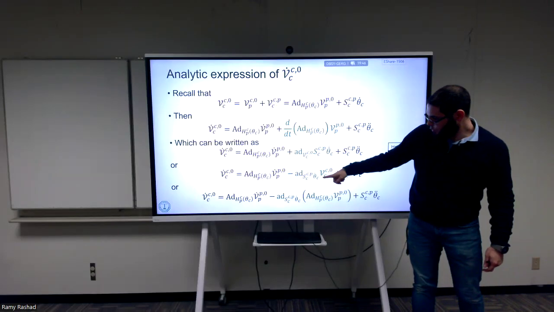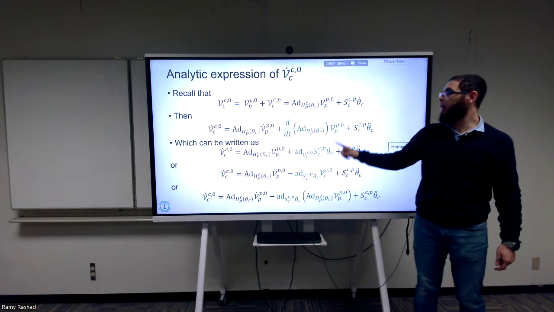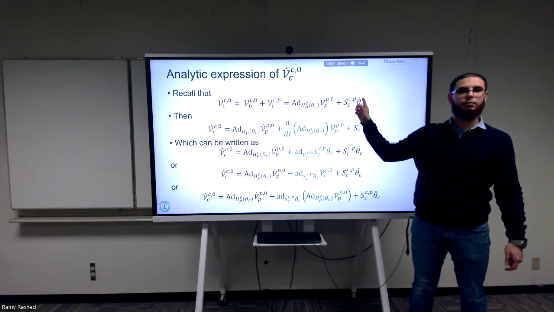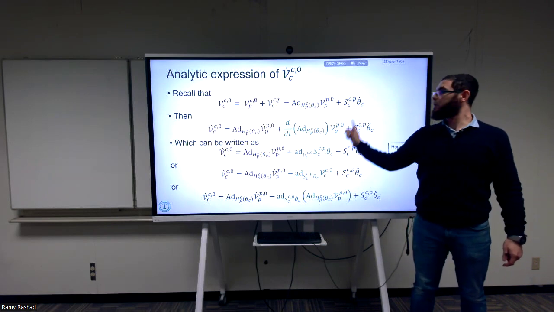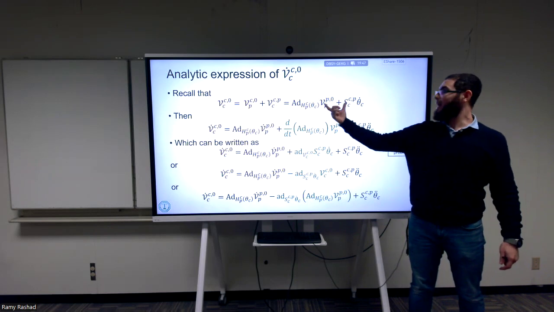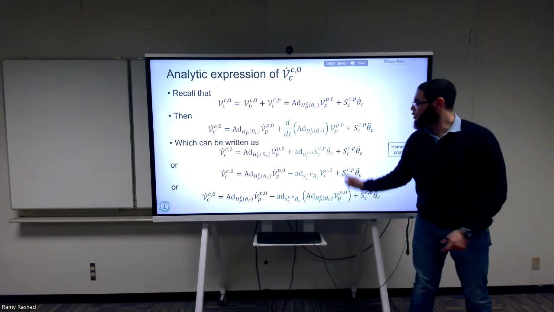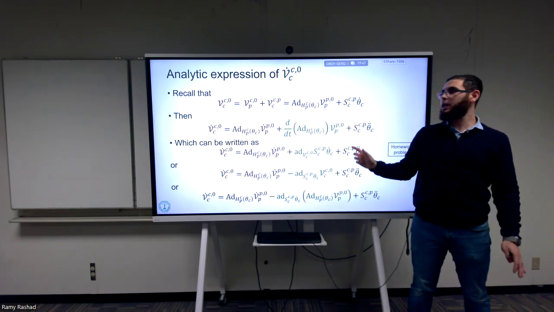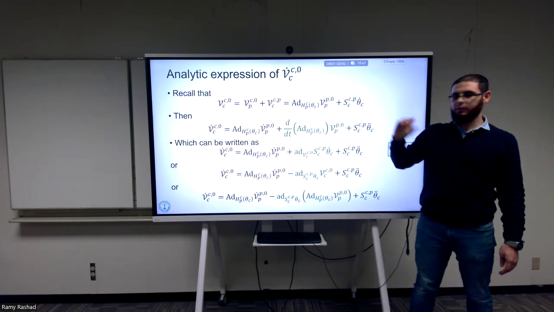What you see also, this one, which is the C with respect to 0 expressed in C, I can write it as the sum of these two terms, right? So C with respect to 0 expressed in C is given by the sum of these two terms. I have this one and that one. The adjoint is a linear map. So when I take the adjoint of the sum of these two, it is equal to the adjoint of the first one plus the adjoint of the second one, okay?